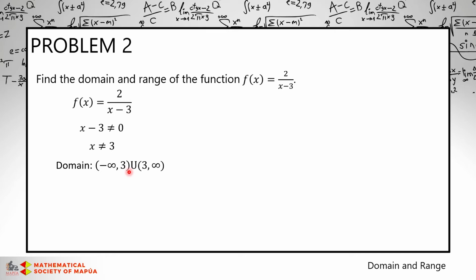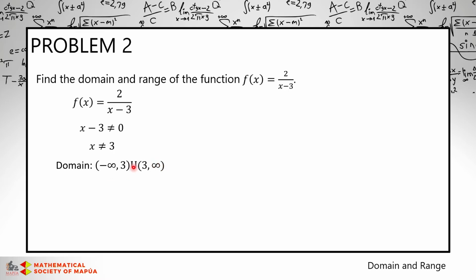Why? Kasi hindi kasama yung 3, di ba? Kasi x is not equal to 3. Ibig sabihin, hanggang 2.999999. So, approaching 3, but not the value of 3 itself. Okay, and union 3 to infinity. So, from negative infinity to approaching 3, and then from 3 to between 3 and positive infinity. So, lahat ng values na yun pwede.